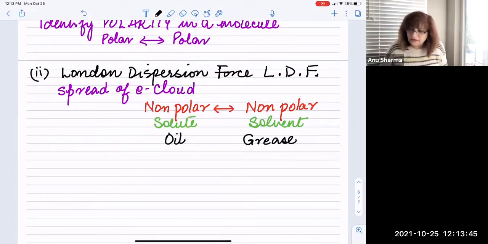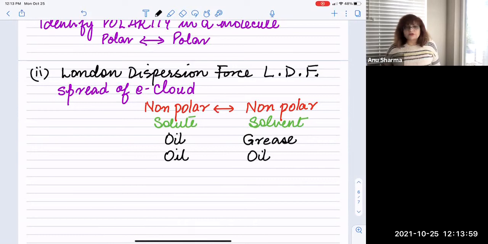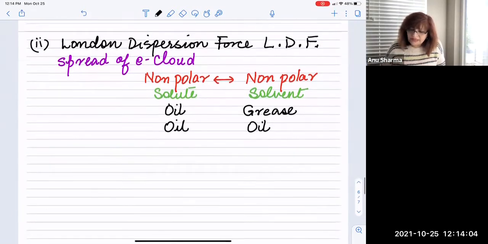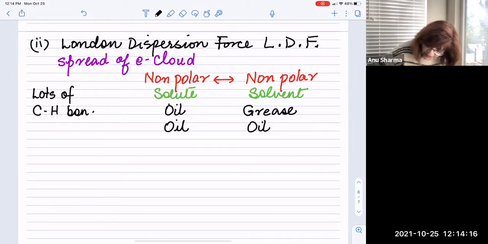Different oils, a small amount of one type of oil in another type of oil, the two oils are going to mix, right? So you have to identify if it is non-polar. Generally keep in mind that lots of carbon and hydrogen bonds make that site non-polar.